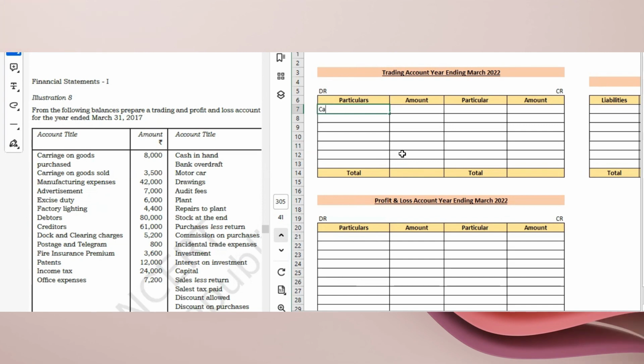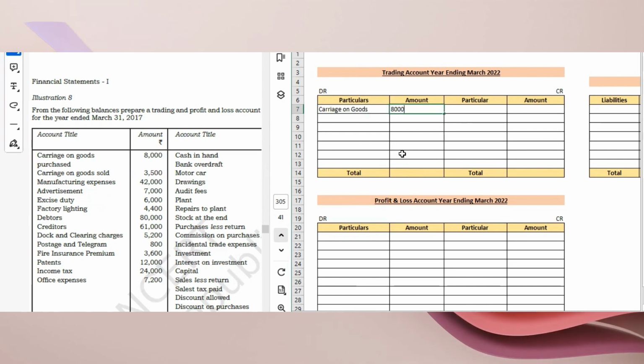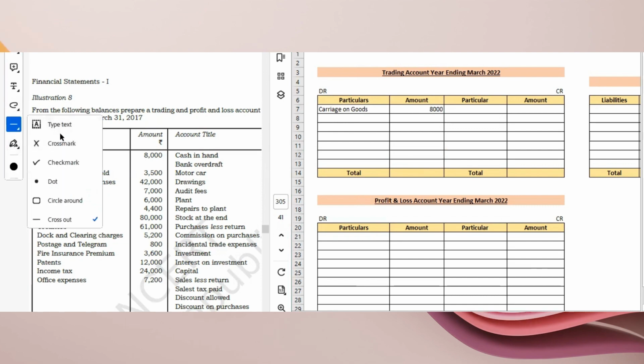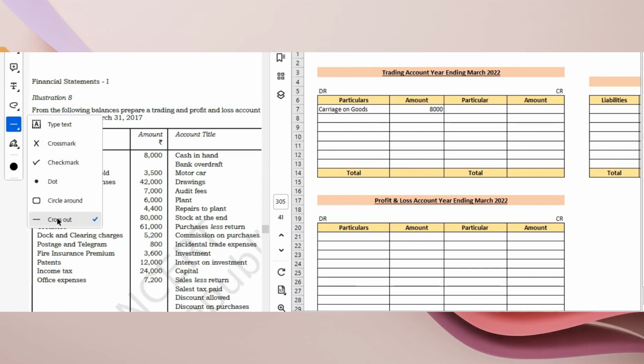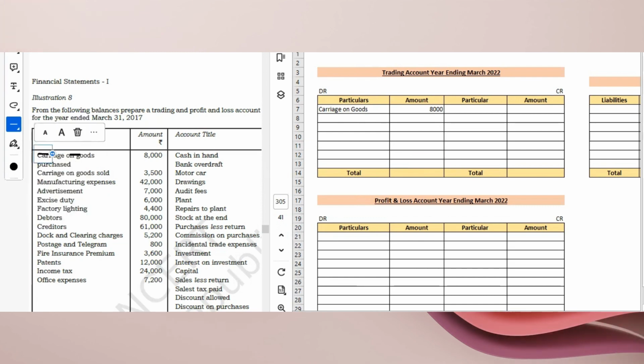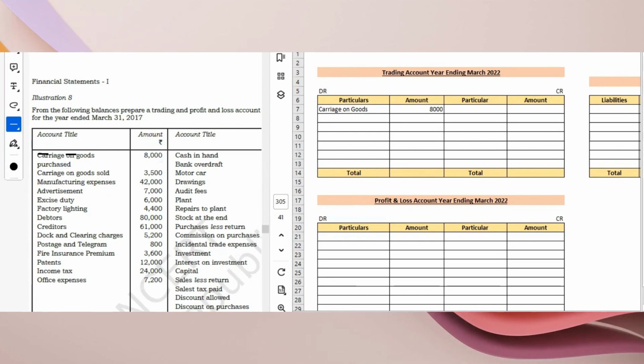So we will type it as carriage. It is 8,000 rupees. So we can strike this out. You just strike it. Okay, 8,000 is done.